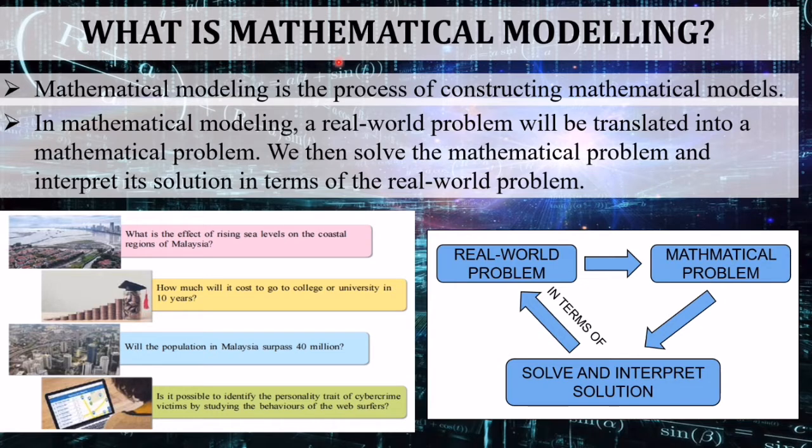What is mathematical modeling? Mathematical modeling is the process of constructing mathematical models. In mathematical modeling, a real-world problem will be translated into a mathematical problem. We then solve the mathematical problem and interpret its solution in terms of the real-world problem.